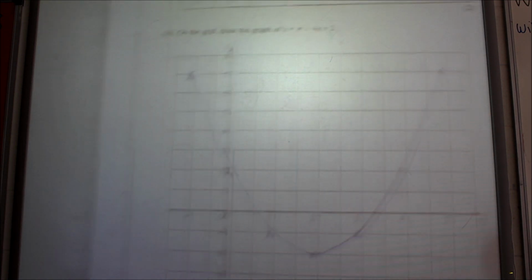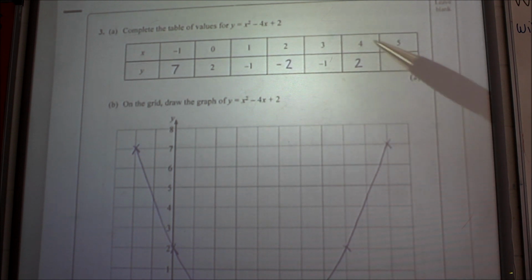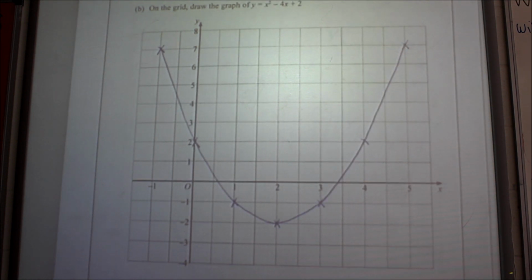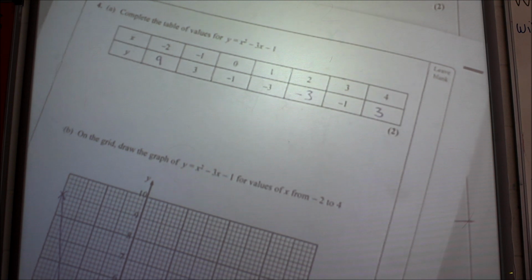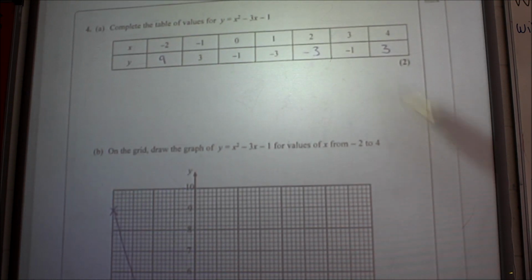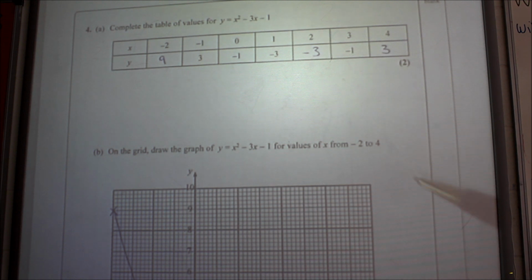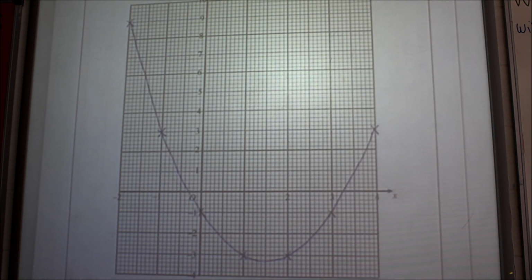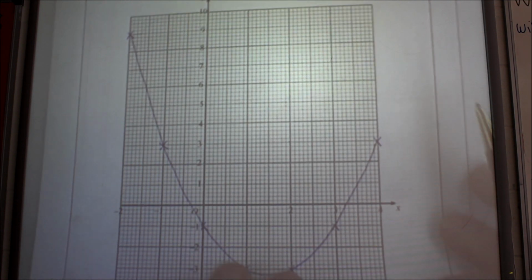Question number 3. Complete the table of values like we did before, only this one's x squared, take 4x, add 2. Draw the grid. There it is, should look something like that. Don't forget to join them up with a nice curved line. Question 4, very similar one again. Complete this. I've completed it. X squared, take 3x, take 1. And then draw the grid. Should look something like that. Make sure you connect it up with a pencil.